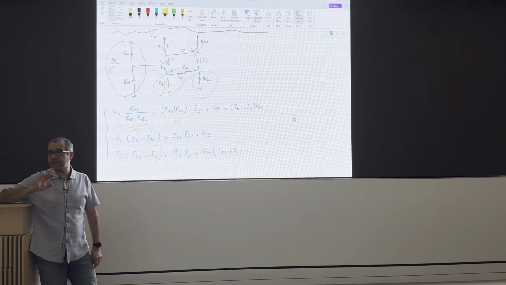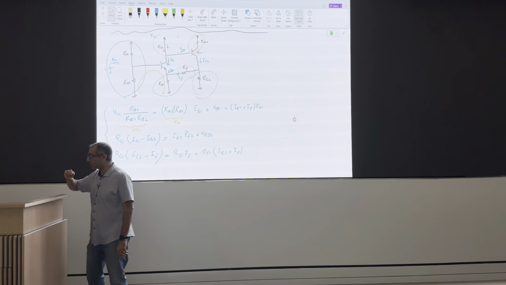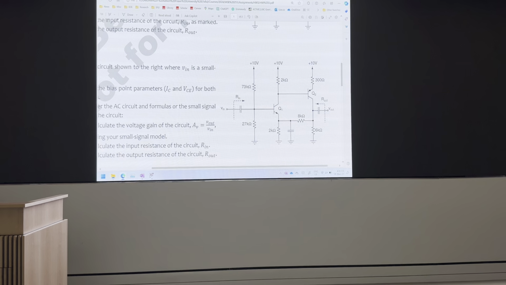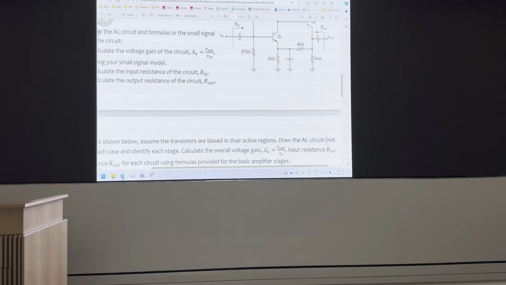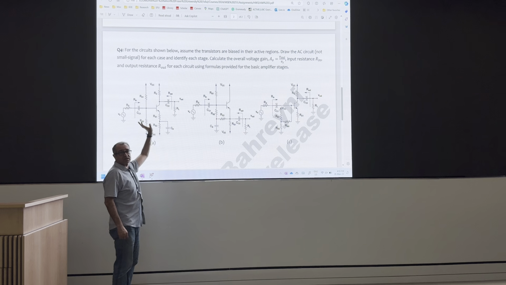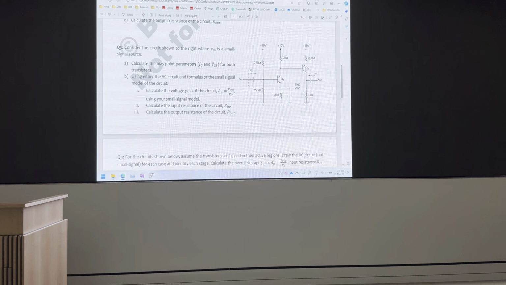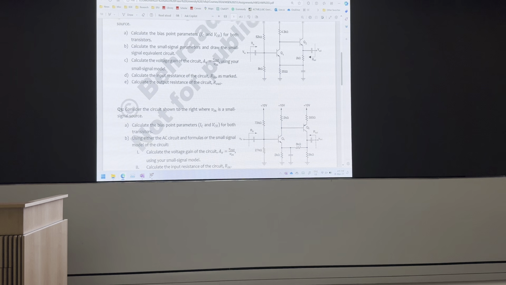For these types of questions, would you always have to prove that they're in active region first? Unless you're told not to worry about it, right? Because for example, down here in this assignment, I'm telling you that the devices are biased in their active regions. So don't worry about that. I don't actually give you values, so you have to come up with all the formulas in terms of resistors. But yeah, the assumption is active. So unless I tell you that they are in active region and not to worry about it, you have to prove that they're in active region.